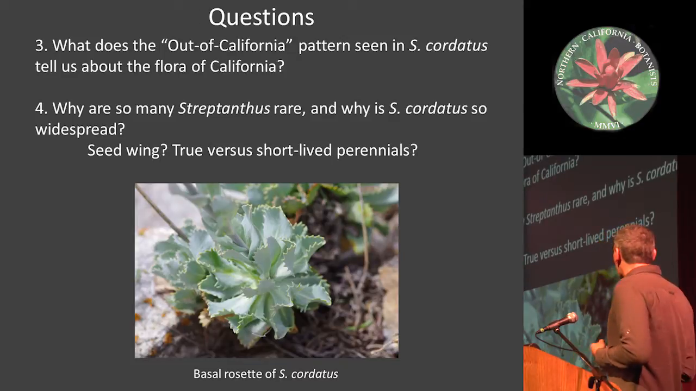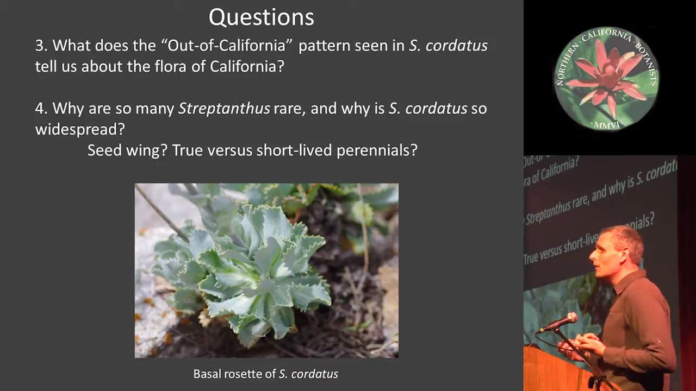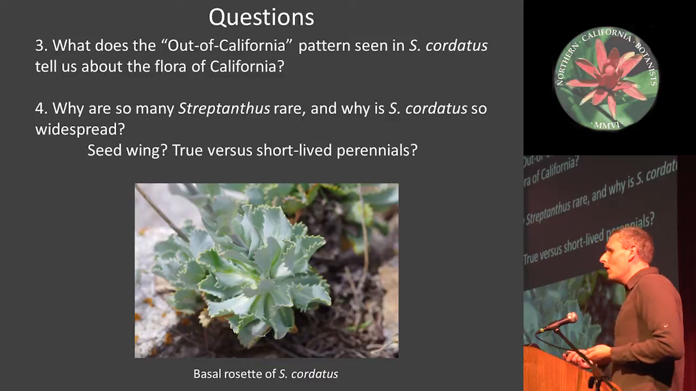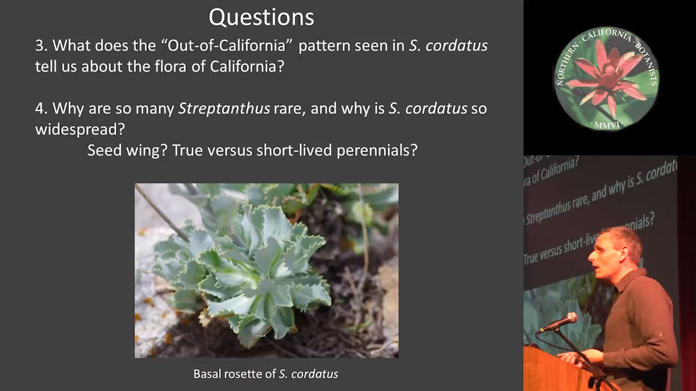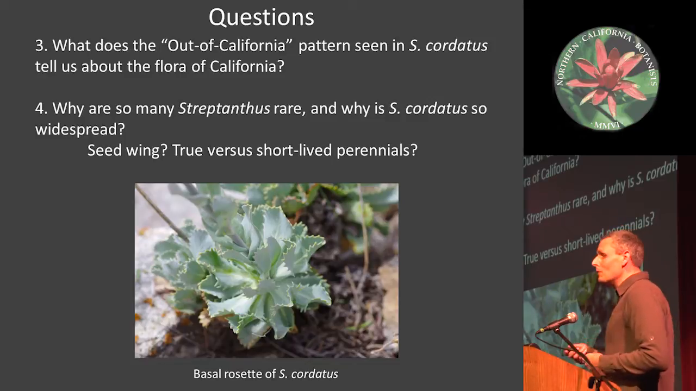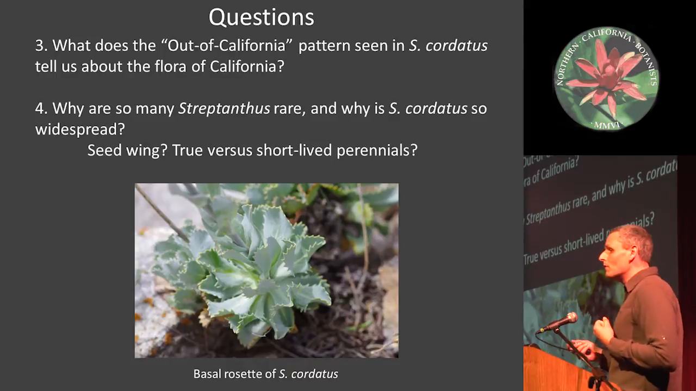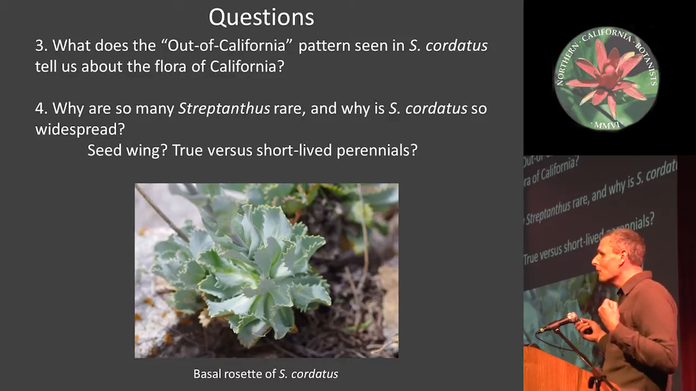So what does this out of California pattern that we see in Streptanthus cordatus really mean for California? Specifically, has this pattern been seen in other groups in California? And if so, how common is it? And what does this really tell us about the evolution of certain lineages and species? But then, what I think is super interesting is that since we know that so many Streptanthus are rare, and it's a group where in California 30 of 35 species are listed by CNPS, what does it mean that this widespread species is the one that has been able to escape California?